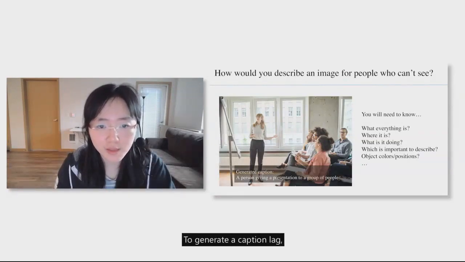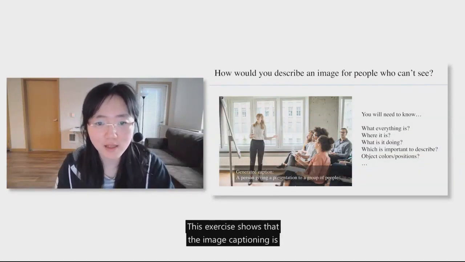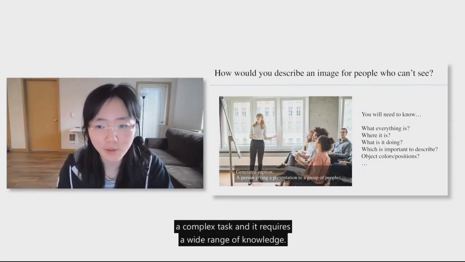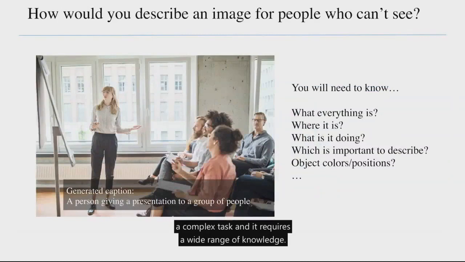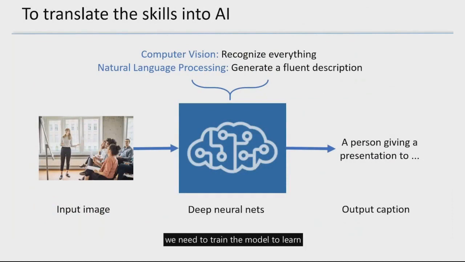To generate a caption like a person giving a presentation to a group of people, you need to combine all these above skills. And this exercise shows that image captioning is a complex task and requires a wide range of knowledge. And to translate the skills into artificial intelligence, we need to train the model to learn the relationships between words and visual objects.